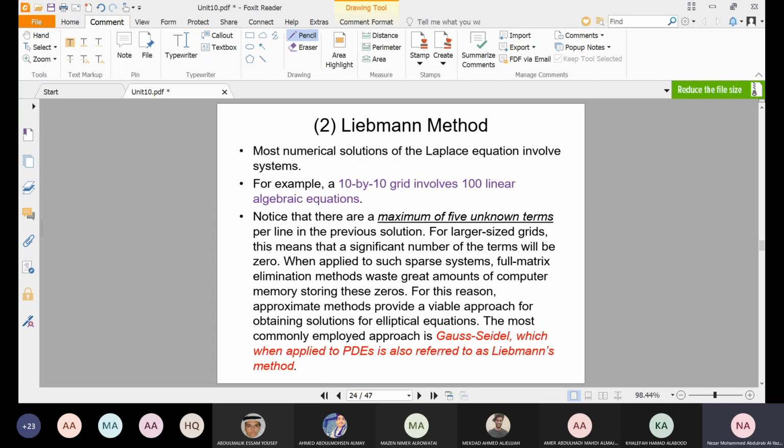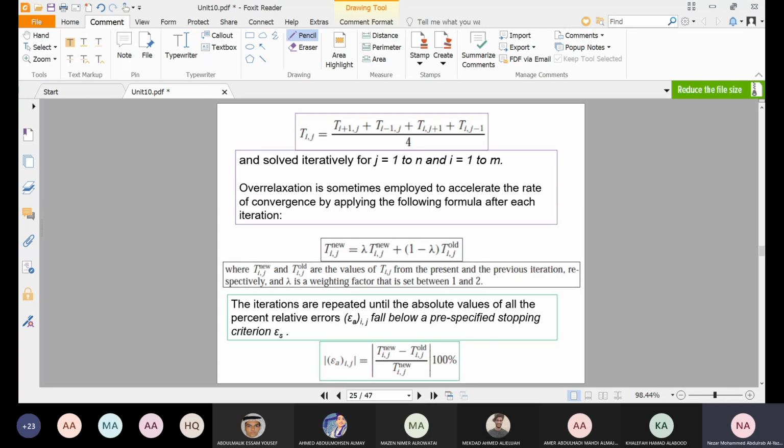So to avoid these huge computations for large grids, because usually we can have large grids from 20 nodes by 20 nodes or 100 by 100 nodes, in this case you can expect how many equations you need to solve. To avoid this problem, we can use the Gauss-Seidel method or Liebmann method. This method solves the problem directly by using some assumptions without this difficulty.